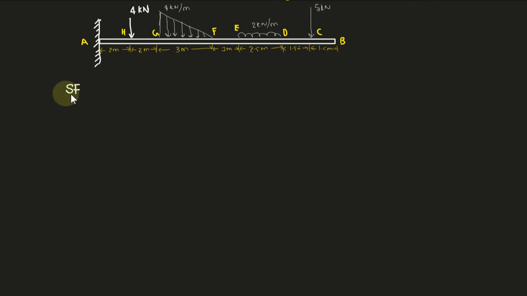So if I calculate shear force at B, FB will be 0 because there is no force acting on that. FC: we have one force acting at the point C, and that is downwards. According to sign convention, that is positive, so that is positive 5 kilonewton.